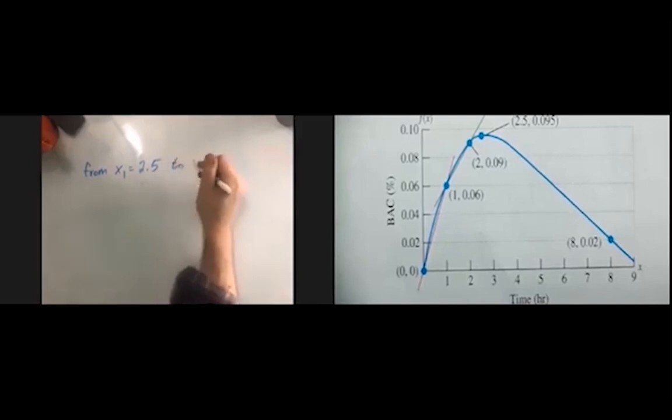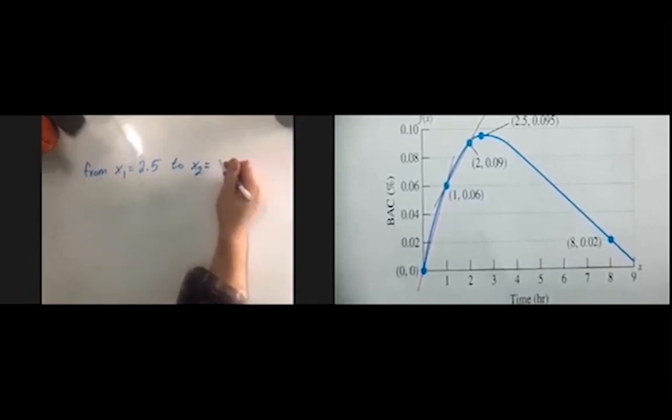Let's do one more. Let's go from x1 equals 1. Nope, sorry. x1 equals 2.5 to x2 equals 8. So these points are on our graph as well.